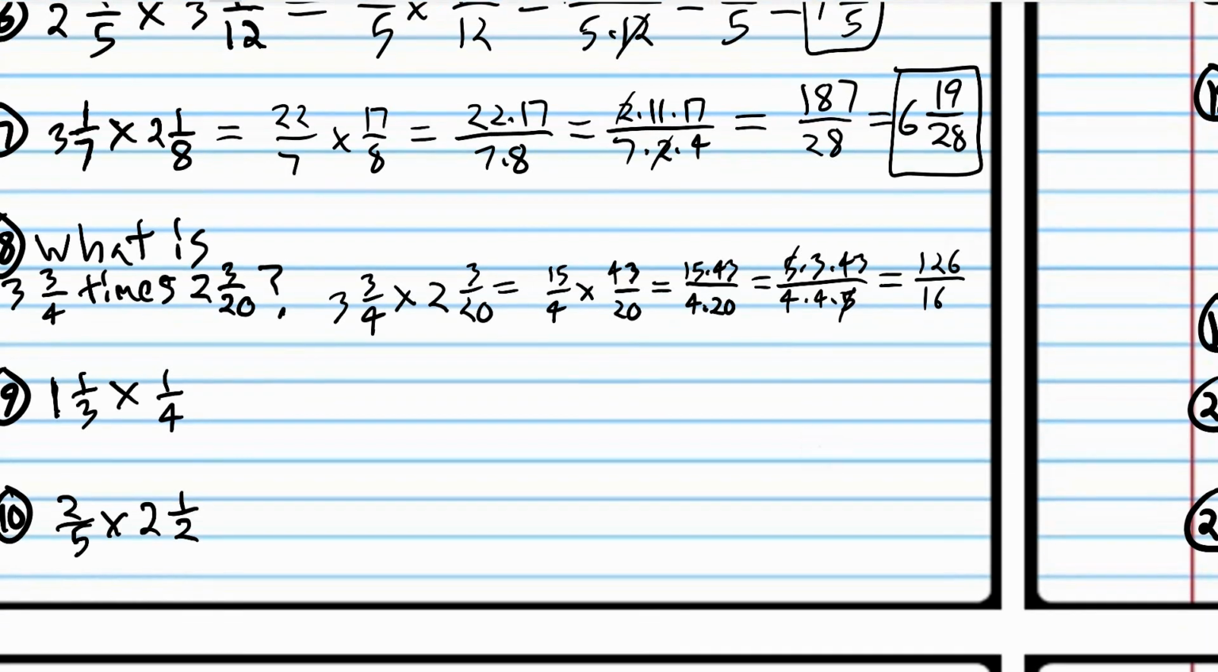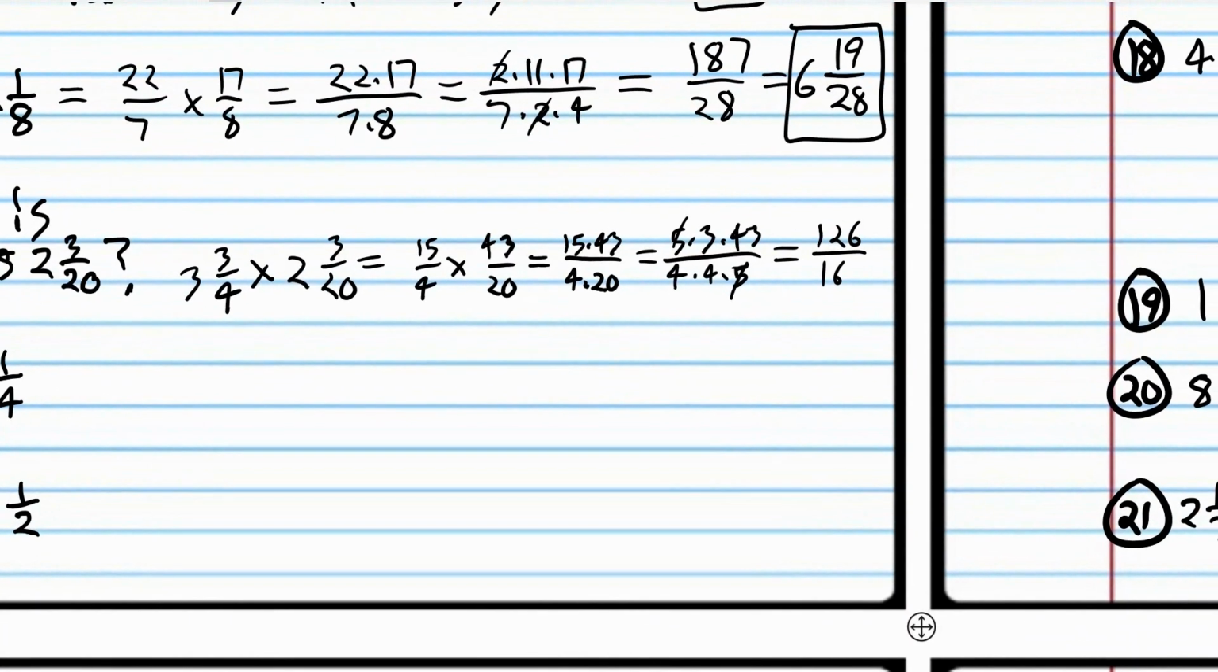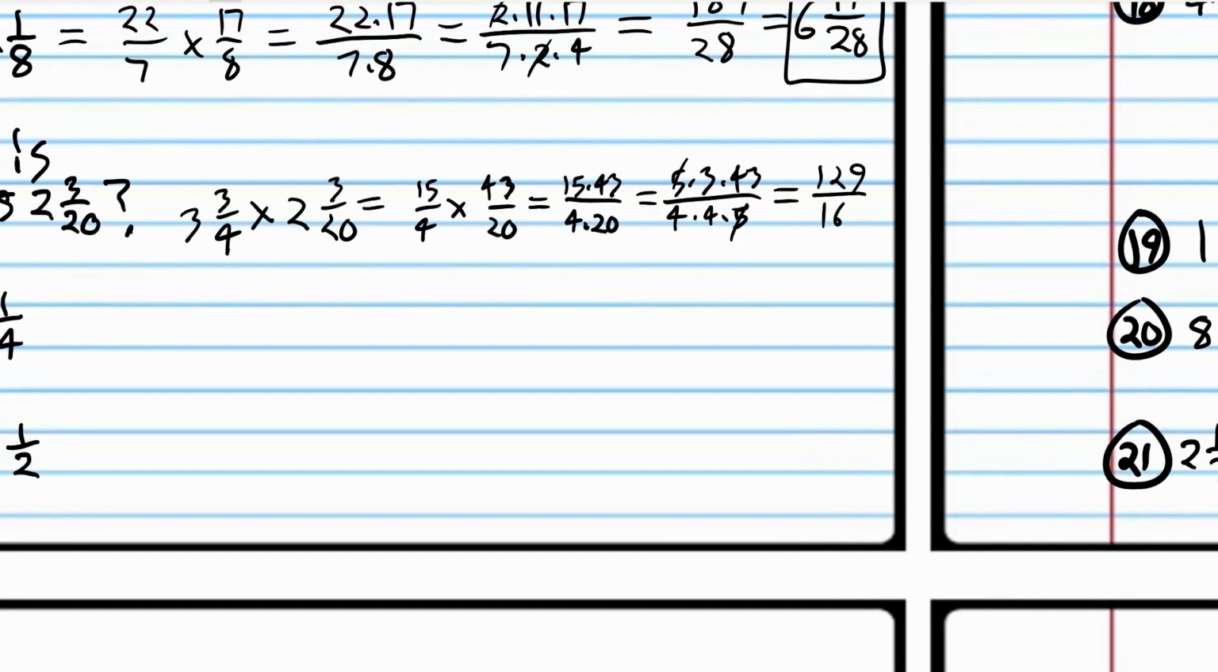Sheesh, we keep getting pretty big numbers here. I'm sorry that I keep giving you big numbers. Wait a second, that should be a 9. I'm sorry, 129. 129 over 16. So now again, we can't leave it as an improper fraction. So we have to see how many times 16 goes into 129.